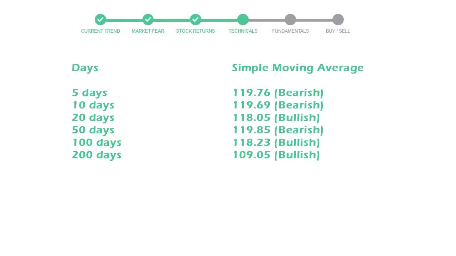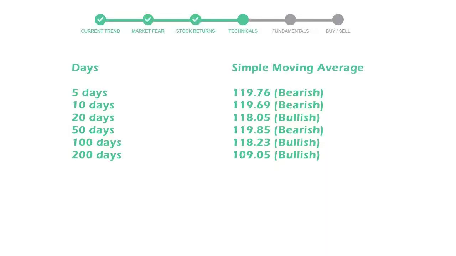Moving average indicates what could be the next footprint of the stock price in the near future. 5-day average is 119 with a bearish indication. 10-day is 119 with a bearish indication. 20-day average is 118, which is a bullish signal.